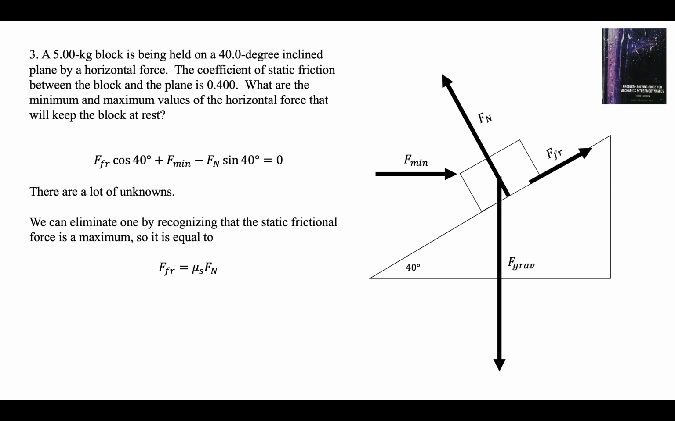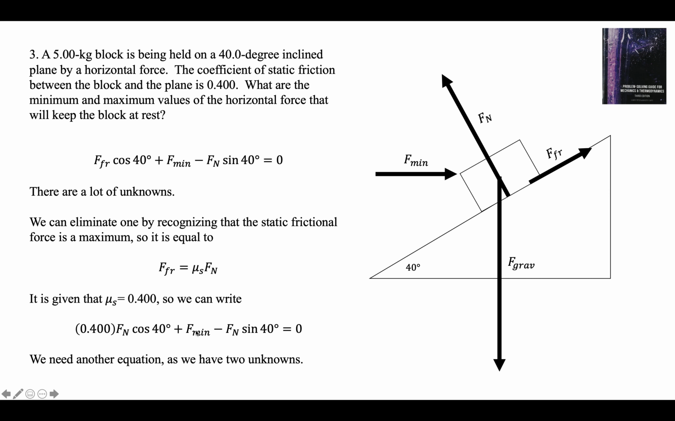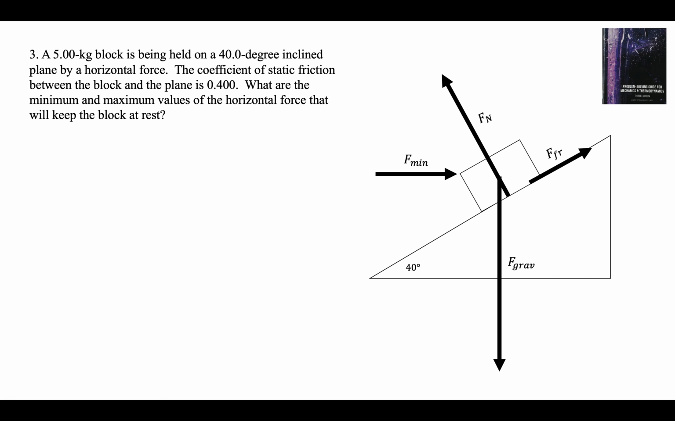So the frictional force is the coefficient of static friction times the normal force. It's given that mu static is 0.4, so we can substitute it in. 0.4 times Fn is the frictional force. Now we have one equation and only 2 unknowns. We need another equation, and we can get that from the vertical direction.